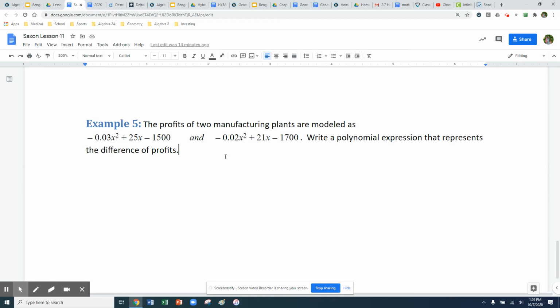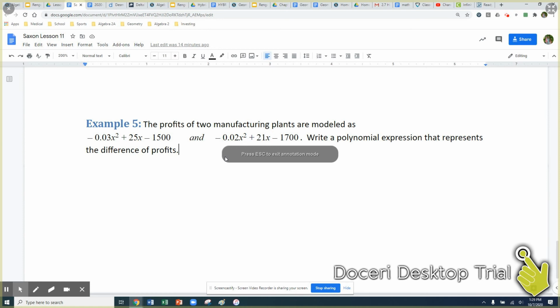But we're going to look at the profits of 2 manufacturing plants are modeled as the first polynomial, negative 300x squared plus 25x minus 1,500, and the second polynomial. Write a polynomial expression that represents the difference. This is our key word. This is going to tell us if we're adding or subtracting. So difference, adding or subtracting? Subtract the 2. So we are going to subtract. I'm going to use the combining like terms method.